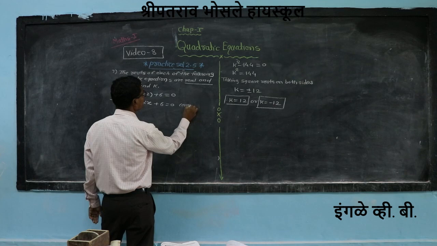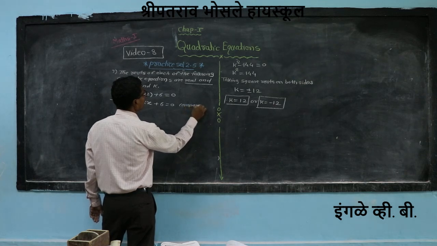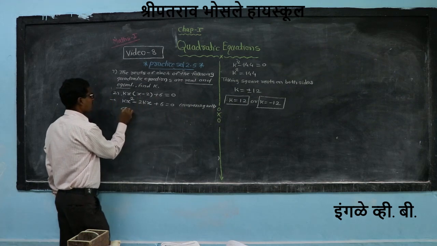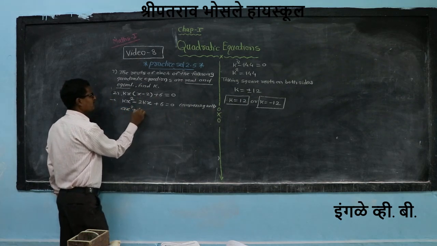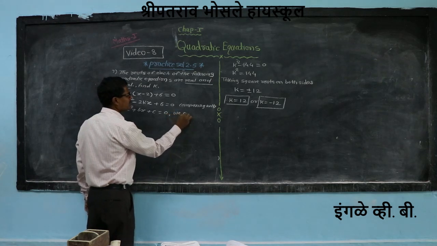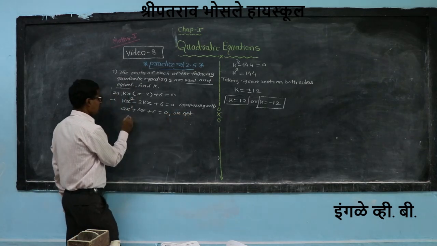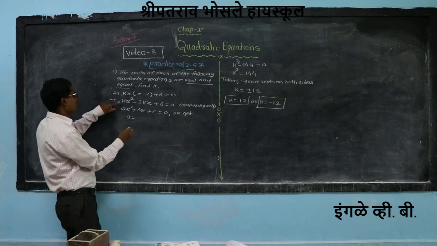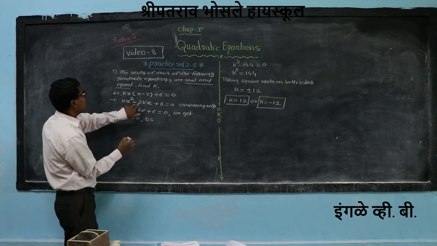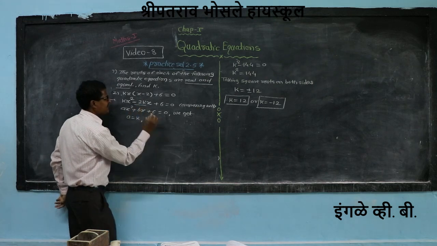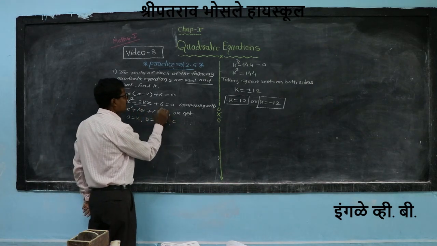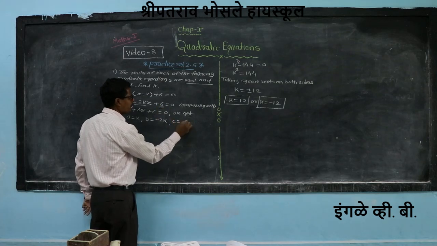Comparing with ax square plus bx plus c is equal to 0, we get a is equal to the quadratic coefficient, which is k, b is equal to the linear coefficient, which is minus 2k, and the constant term c is 6.